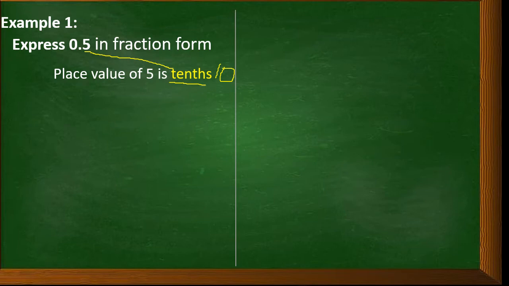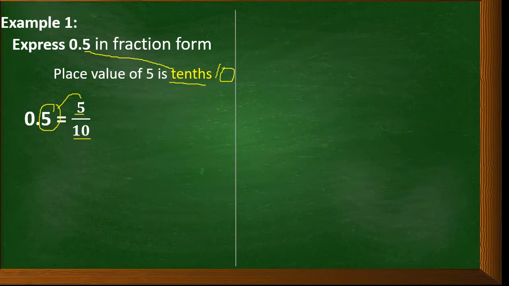Okay, so we have to write the given. We have here 0.5. Now, copy 5, disregard the decimal point as well as the 0, and write it in the numerator part. So we have now 5 in our numerator. For our denominator, we have here 10 since the place value of 5 is on the tenths place.